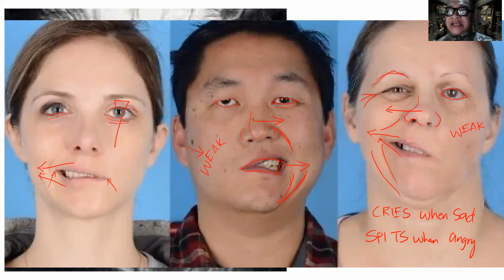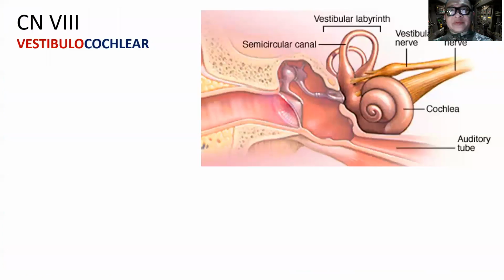Also, how about spitting? Your salivary glands. How many salivary glands do you have? You have a really big one here, the parotid. You have your submandibular, sublingual. You have a lot of salivary glands there. So it's also the facial nerve. Okay, so that's it. Remember those things.